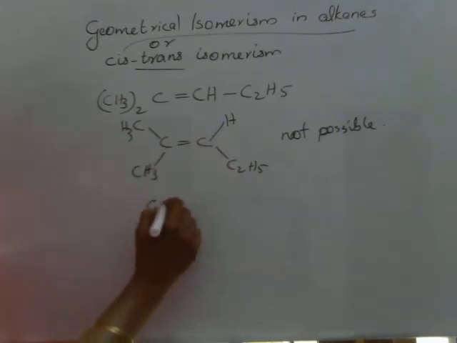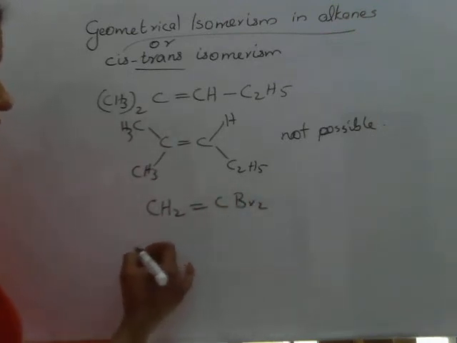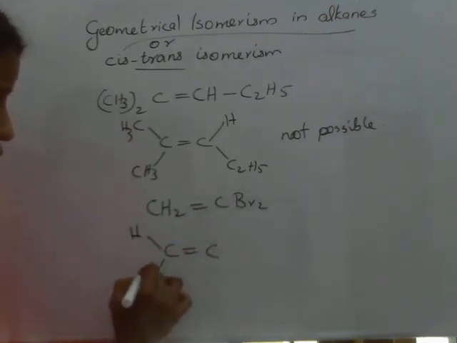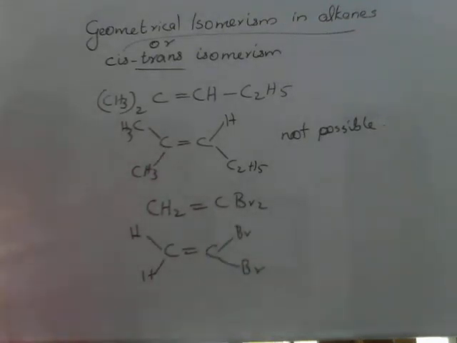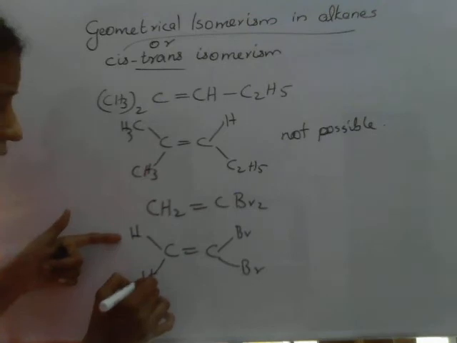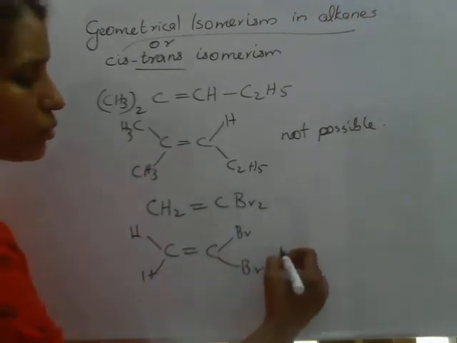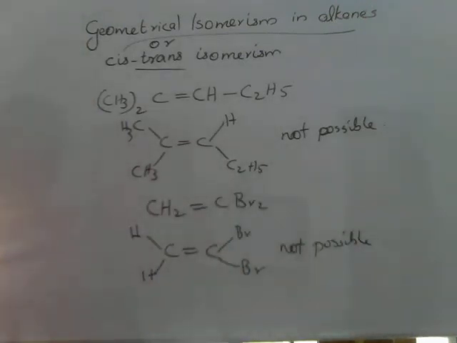Let's take another example, CH2=CBr2. If you try to draw the structure of this compound, C=C, first carbon atom has 2 hydrogens, second carbon atom has 2 Br. There is only one way of arranging groups like this. If you exchange the positions, there is no difference. There is only one possible way of arranging hydrogen and bromine, because two identical groups, two bromine atoms, are on the same carbon atom. There is no similar group on the adjacent doubly bonded carbon. So no cis-trans isomerism is possible in this compound also.